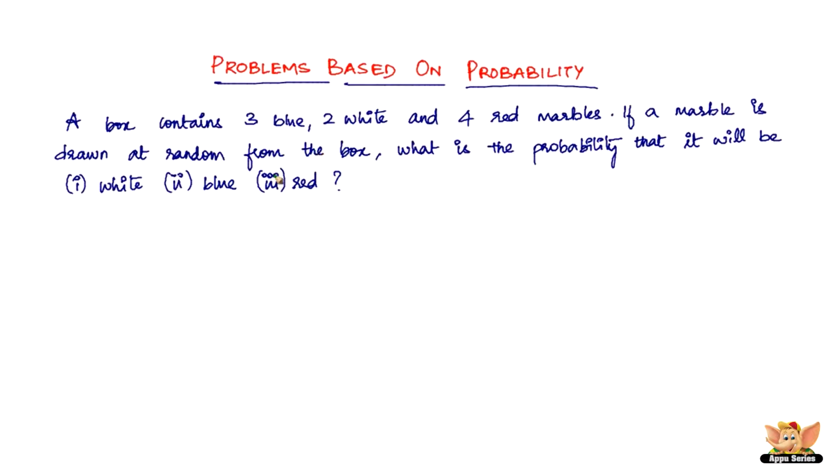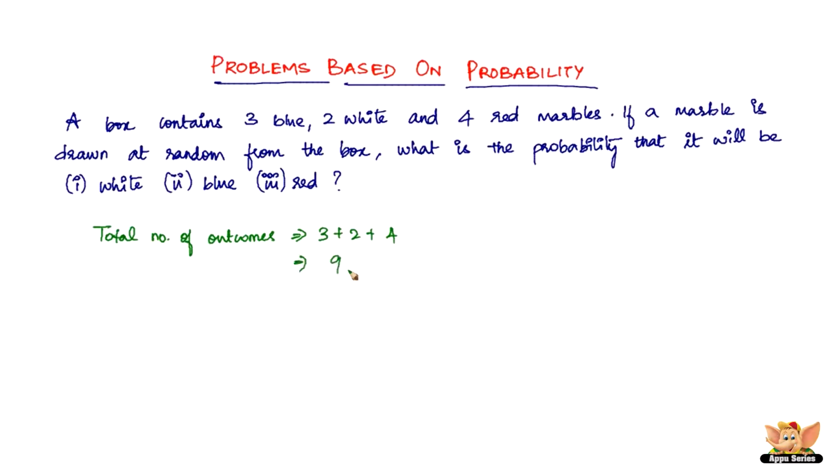What is the total number of outcomes? There are 2 whites, so you can get 2 whites. There are 3 blue, you can get 3 blue. And there are 4 reds, so you can get 4 reds. So the total number of outcomes is 2 plus 3 plus 4. So let us write that. Therefore, the total number of outcomes is 9.